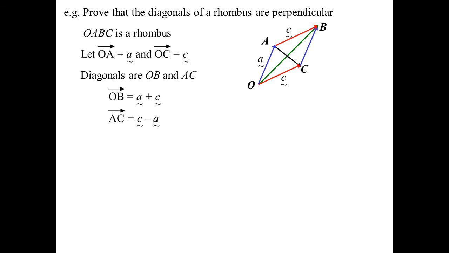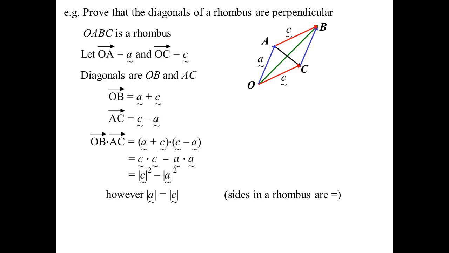Okay, we're trying to show those diagonals are perpendicular. So if we're talking about vectors, I want to show the dot product of those two vectors is equal to 0. So A plus C dot C minus A. Well, that's the difference of two squares. So C dot C minus A dot A, which becomes the magnitude of C squared minus the magnitude of A squared. So it is the difference of two squares, but remember, it's the magnitude of the vector squared, not the vector that's squared.